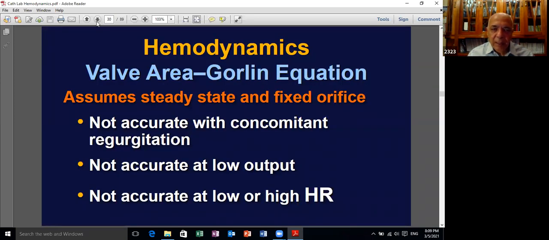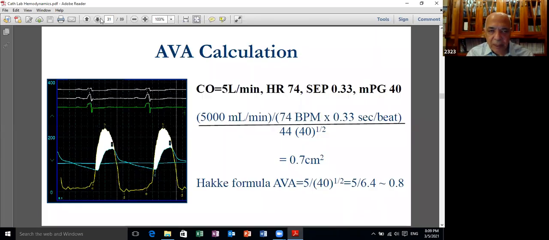Now, we know that the application of Gorlin's formula assumes a steady state and a fixed orifice. Both of them are not always available. It's not accurate with concomitant mitral regurgitation. It's not accurate in patients with extremely low cardiac output, and it is not accurate at extremes of heart rate, very low or very high heart rate. So there are fallacies, and that's why substituting it with the Hakki formula is very well accepted.